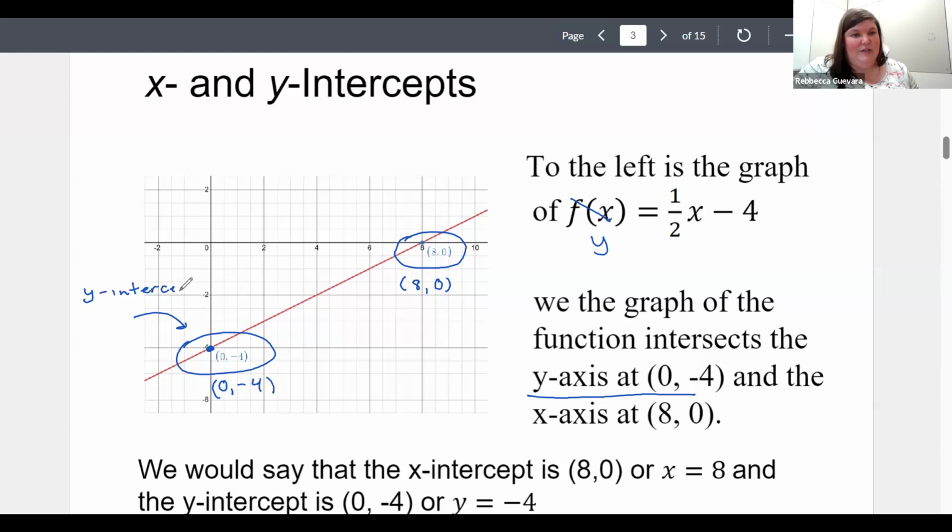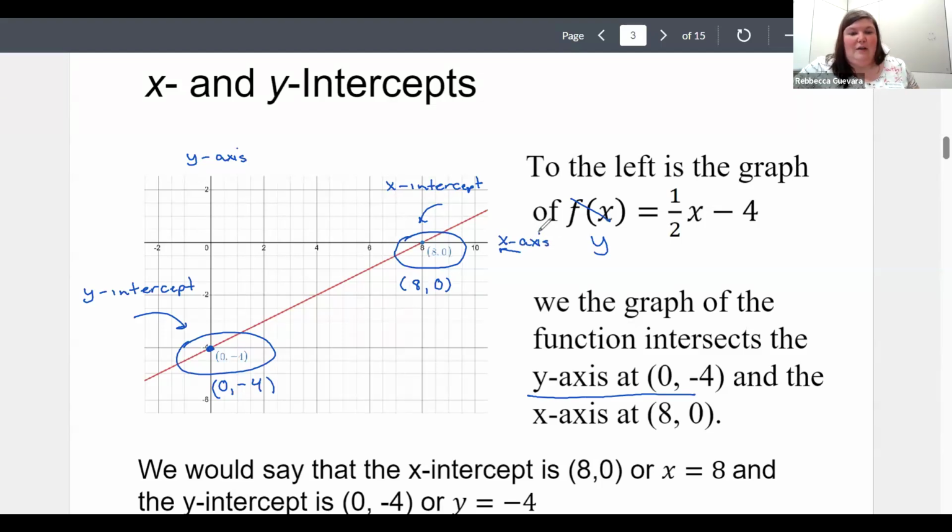So let me put that down there. That's your y-intercept. As you see, it is intercepting the y-axis. This here is your x-intercept, because it intercepts what we know to be your x-axis.